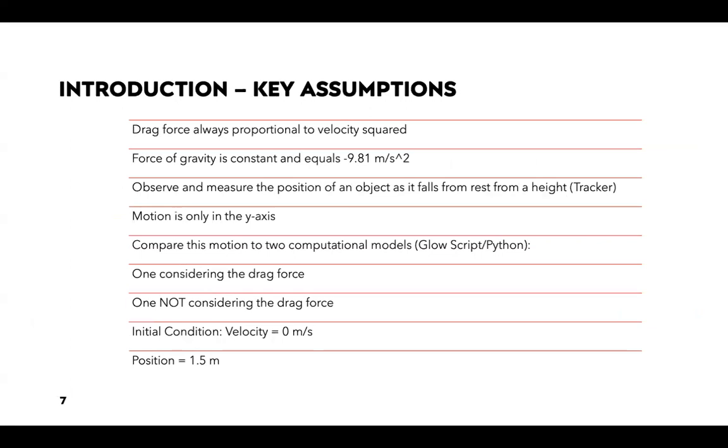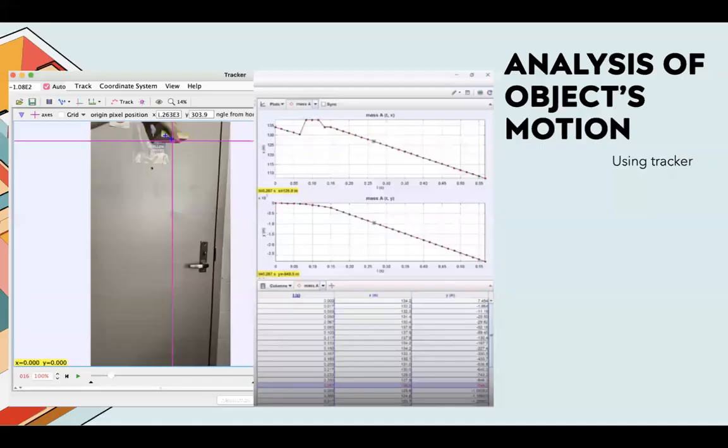Okay, so key assumptions are drag force is always proportional to the speed, gravity constant is 9.8, motion is only in the y-axis, and then we're going to have two computational models, one with drag force and one without drag force. Some initial conditions would be velocity equals 0 and position equals 1.5, but it starts at 0.